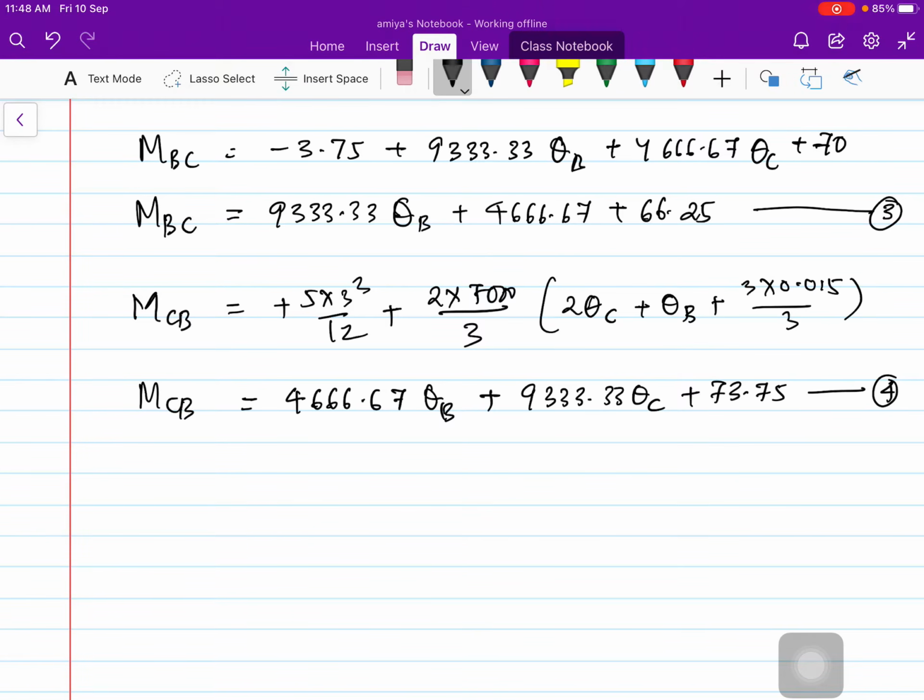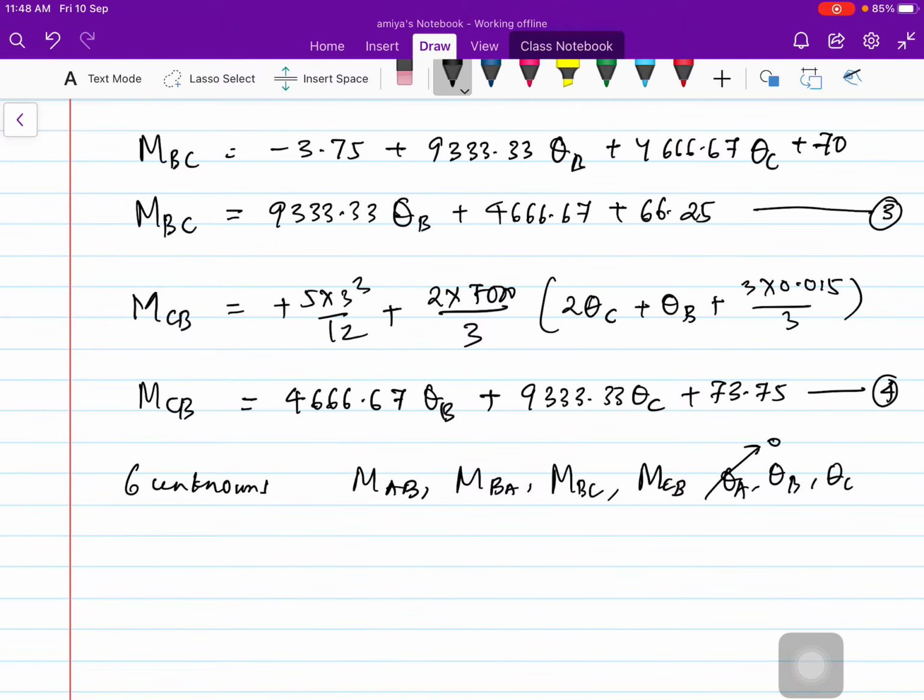So what unknowns do we have? We have 6 unknowns now: MAB, MBA, MBC, then MCB, and also theta B and theta C, because theta A is 0, right? This was 0. So we have 6 unknowns, and now we have 4 equations, right? We need 6 equations. So what are the 2 extra equations so that we can solve this?